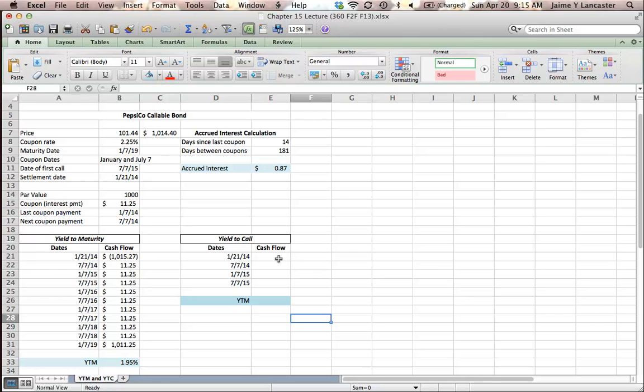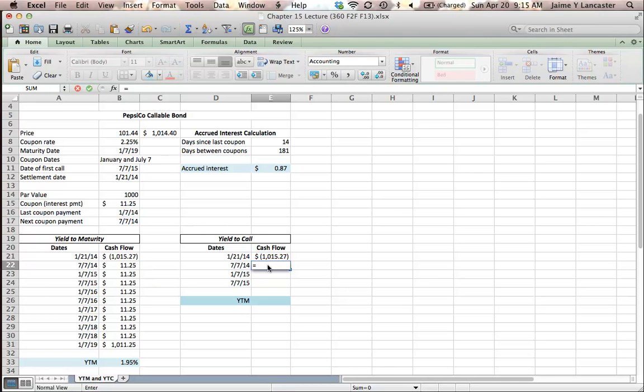So calculating yield to call is the same thing as calculating yield to maturity. You have your cash flow today's date. It's going to be negative because you're spending money, and it's going to be the bond price plus the accrued interest, because you're going to have to pay both of those things. So it's the same amount you'll spend in either case.